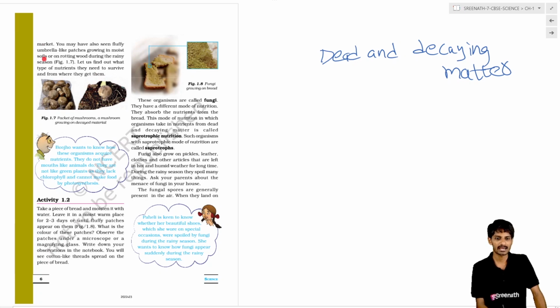Basically, those mushrooms have umbrella-like patches. They grow in moist soils. That's why I told you that they grow after rains, or on rotting wood during the rainy season. In the rainy season, on rotting wood also they will grow. They have umbrella-like patches and they grow in moist areas and after rains.